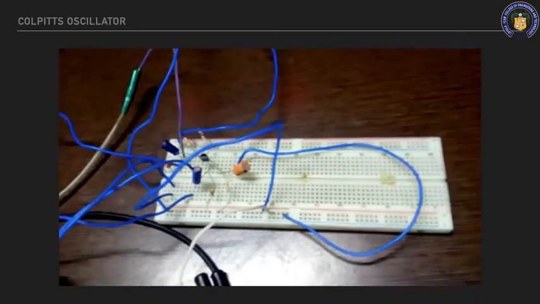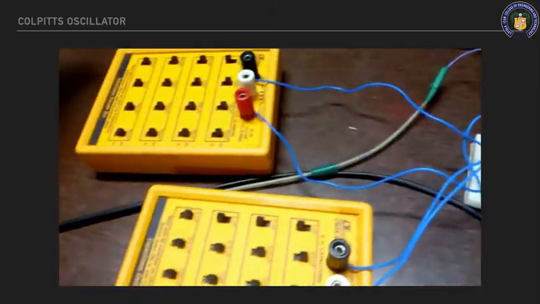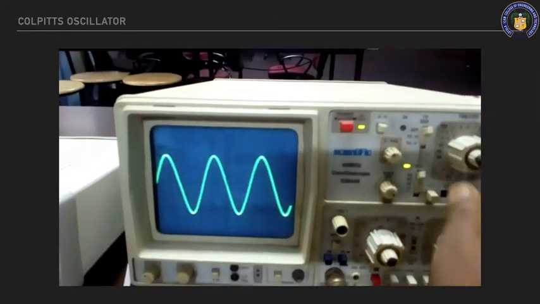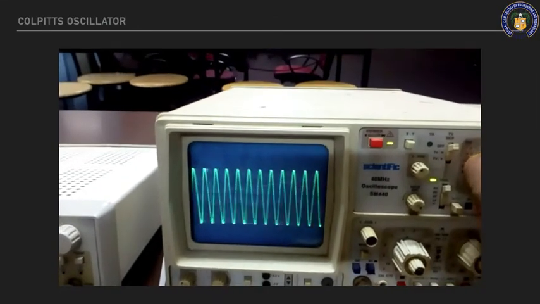Measure the value, which is 2 into this microsecond. Amplitude and time period are measured as values in the CRO. The time period is calculated, and from it the frequency is calculated.